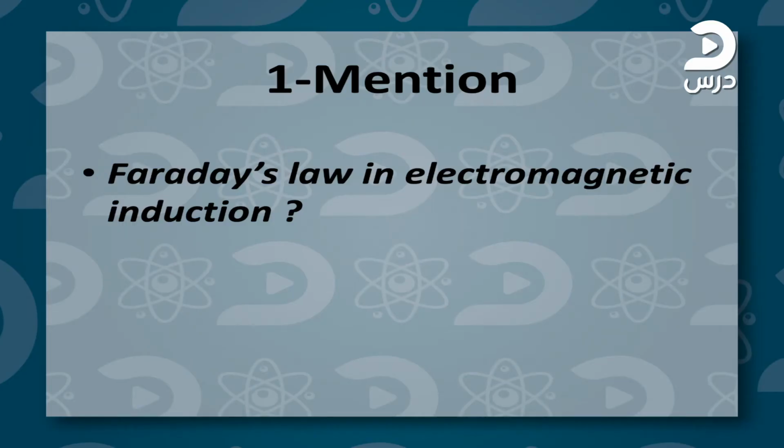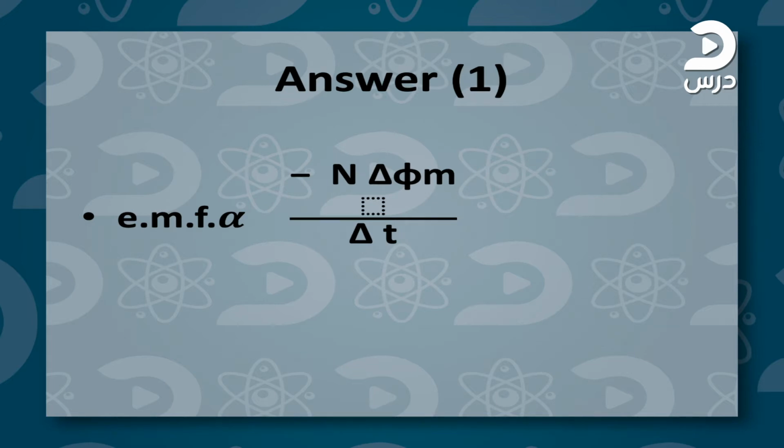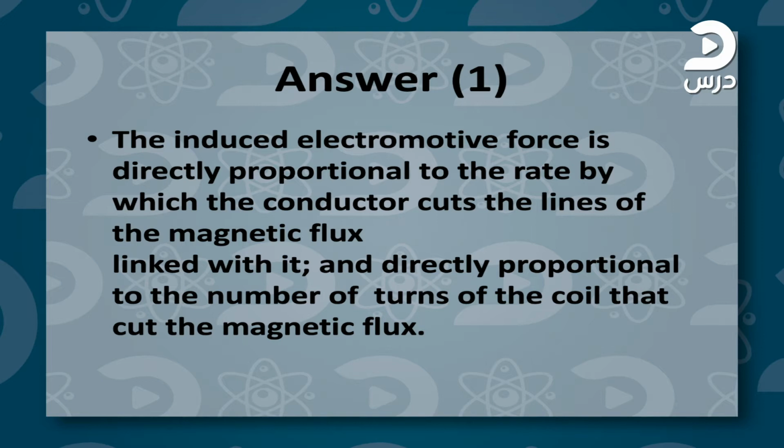Question number 1: mention Faraday's law in electromagnetic induction. Answer: EMF equals negative N delta phi M over delta T. So the induced electromotive force is directly proportional to the rate of change of magnetic flux, where the conductor must cut the lines of magnetic flux linked with it, and directly proportional to the number of turns of the coil that cut the magnetic flux. So EMF equals negative N delta phi M over delta T.